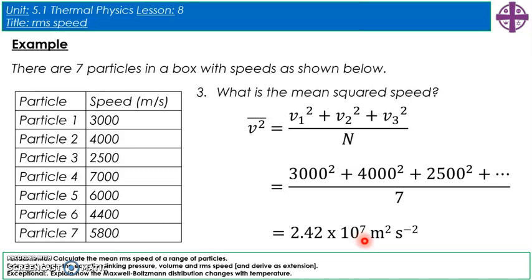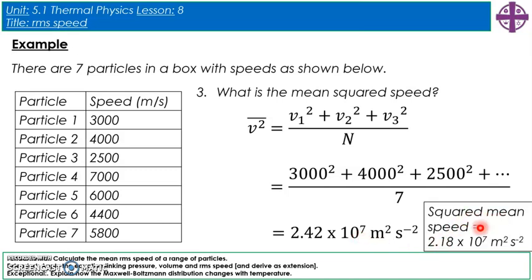And that is slightly different to the squared mean speed value. The one we just did on question 2 was 2.18 times 10 to the power of 7. This is 2.42 times 10 to the power of 7. You see, it does not give you the same answers. They're close, but they're not the same, and that is important.